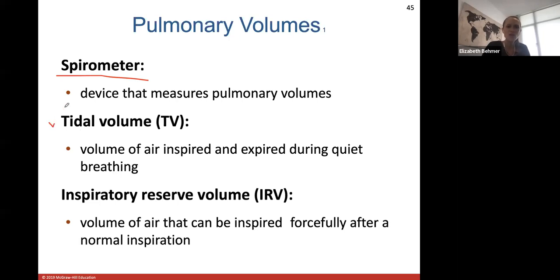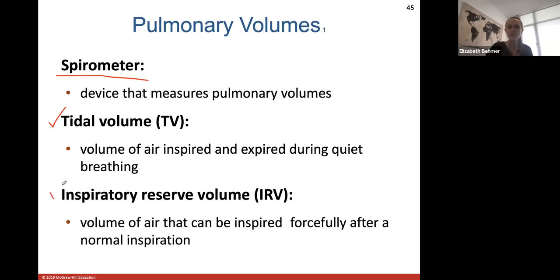The tidal volume is the volume of air inspired or expired during quiet breathing. So tidal volume is just normal breathing, probably what you guys are doing right now, unless you're working out and running while you're listening to me. You guys are probably all just quietly breathing right now. This is always about 500 milliliters.